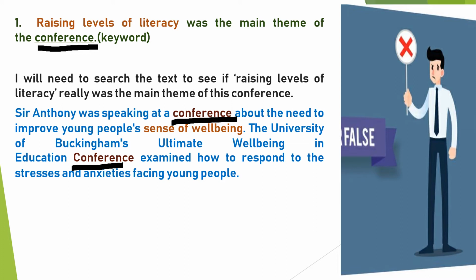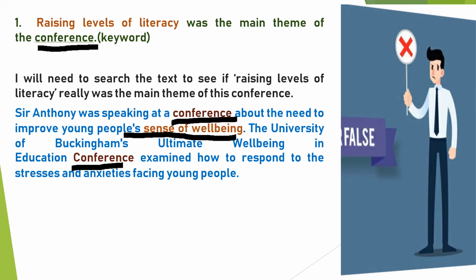So let's read it. Sir Anthony was speaking at a conference about the need to improve young people's sense of well-being. What the statement is saying here is that raising levels of literacy, so enhancing the knowledge on some particular subject, was the main theme of the conference. Whereas when we read here, we see that it was the sense of well-being. He was speaking at a conference about the need to improve young people's sense of well-being.